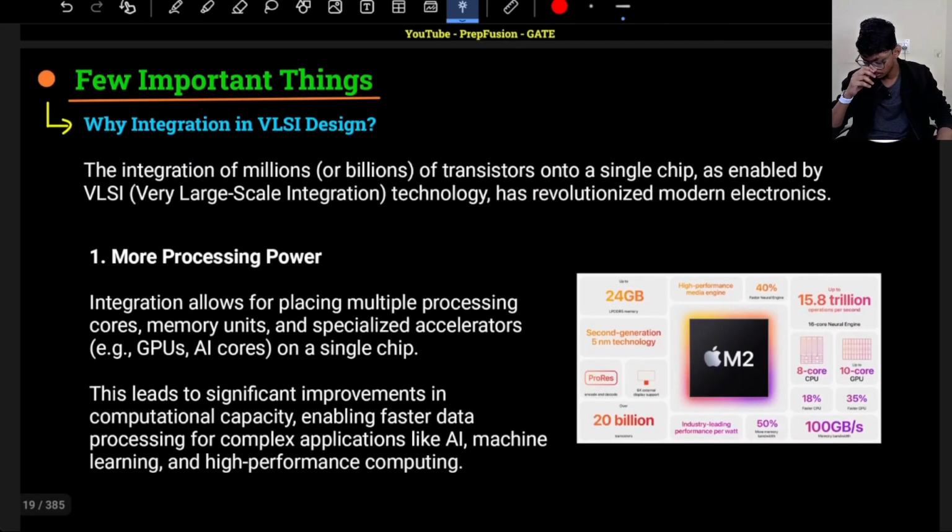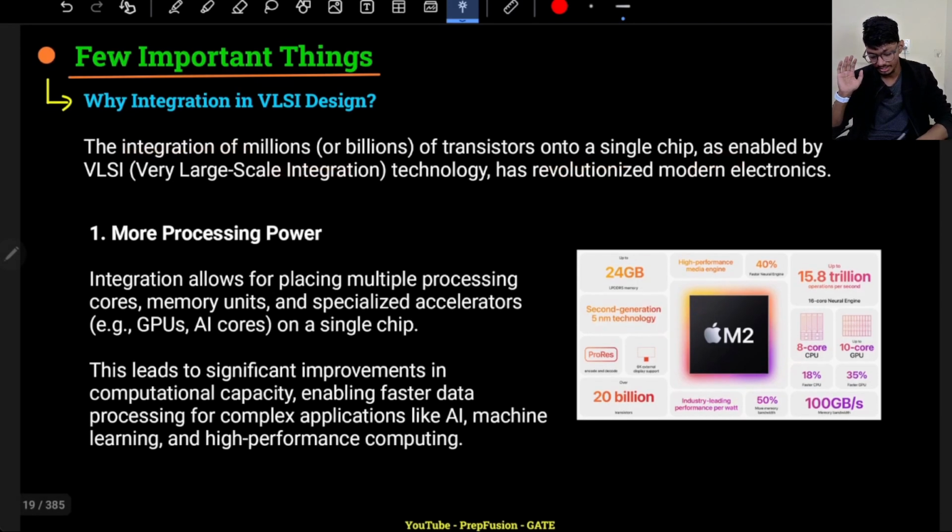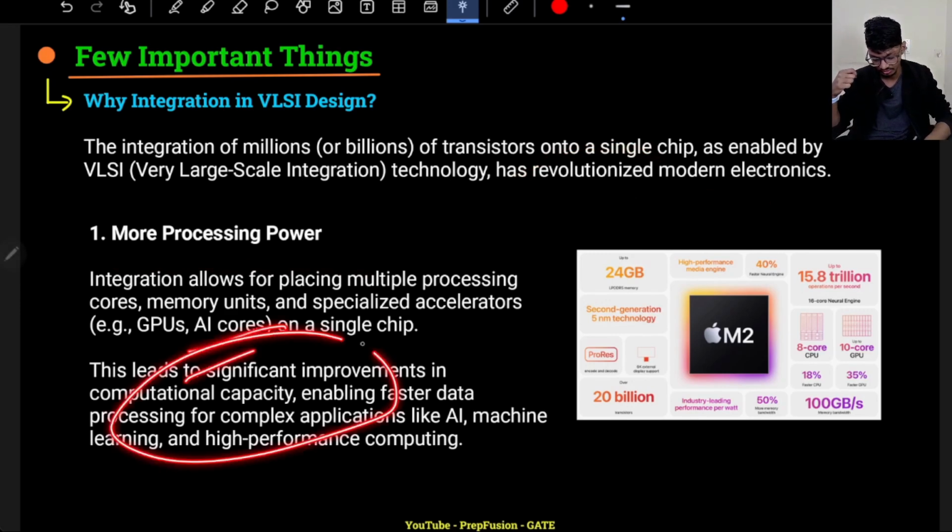Okay. So I have told you why integration is so much important. Previously also I have been telling you that integration is very important. Why? The integration of millions or billions of transistors onto a single chip, as enabled by VLSI technology, has revolutionized modern electronics. So why? Because we will have more processing power. More transistors will be able to fit in the same space, obviously, then more processing power will be there. That is what is written over here.